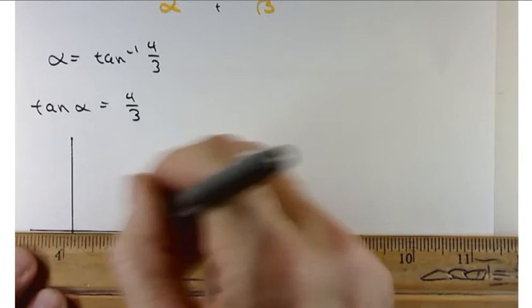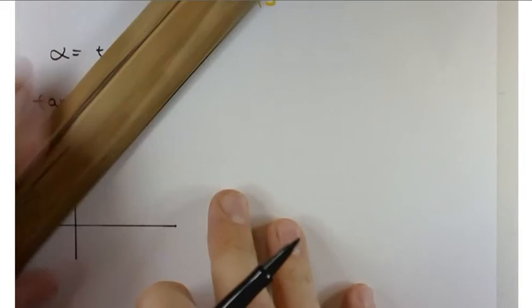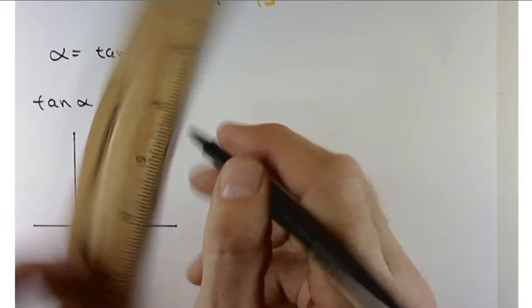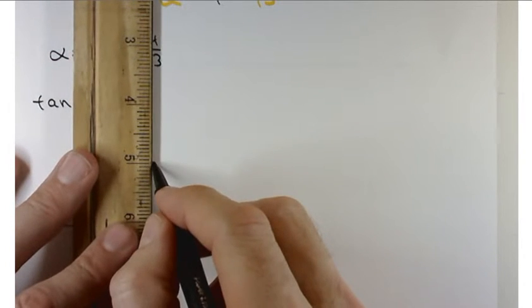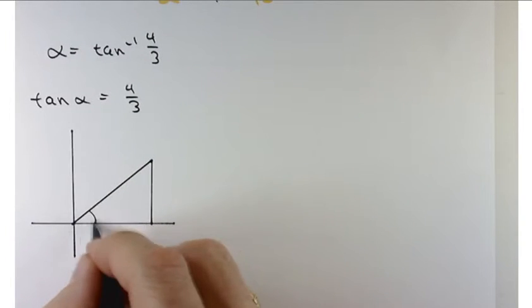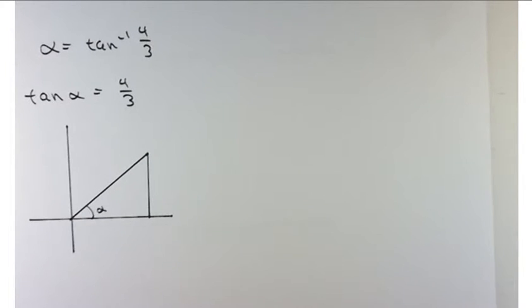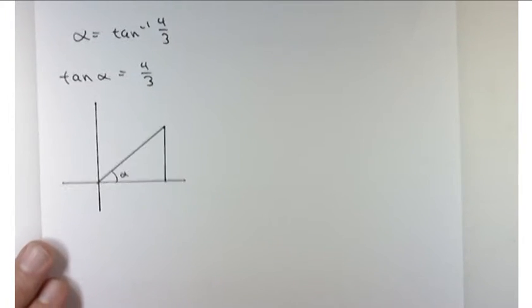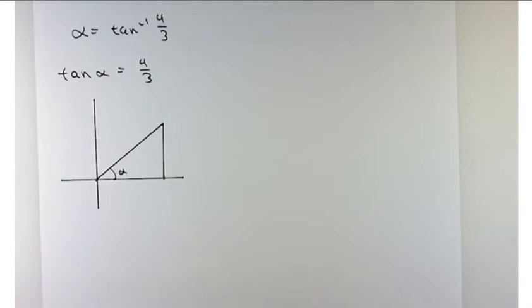So here's alpha. You know, I'm not sure exactly how it would affect it if we drew a third quadrant angle. But the tangent inverse is not going to give you a third quadrant angle anyways. So if you want a positive tangent from the arctan, from the inverse tangent, it's going to be in the first quadrant. So we really don't have much choice.